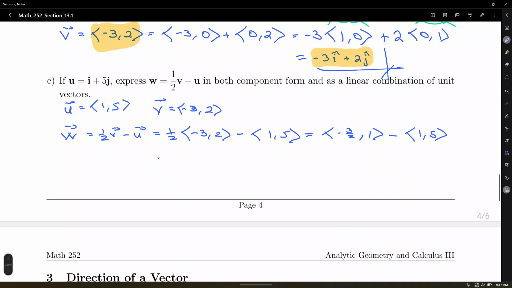Again, x's with x's, y's with y's. -3/2 minus 1 is -5/2. And 1 minus 5 equals -4. So that's the result of this vector computation in component form. All they're asking us to do is use the new notation we just learned about: -5/2 in the direction of i, minus 4 units in the direction of j.